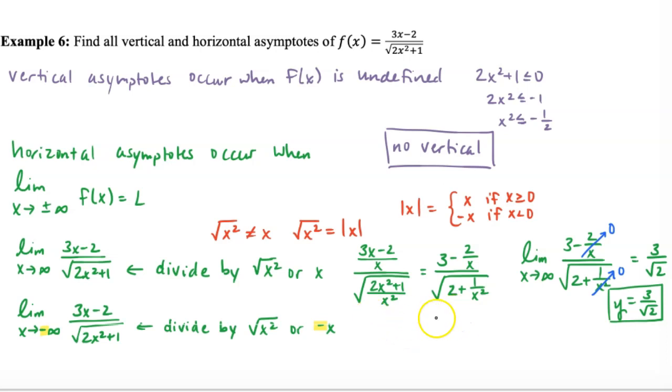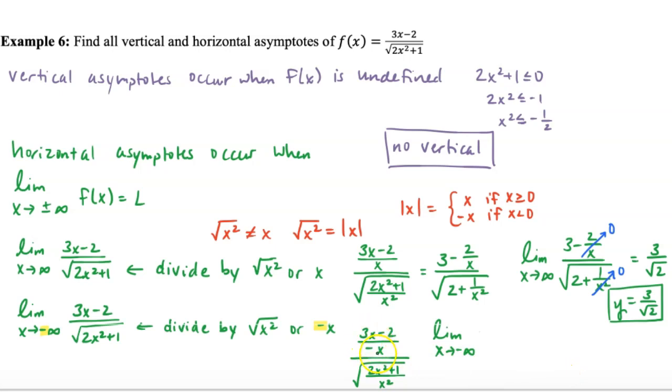And so I'm going to do the same thing as above, except instead of dividing by x, I'm dividing by negative x. So 3x minus 2 is now going to be divided by negative x. And in my denominator, I'm still dividing by the square root of x squared, so this is still the square root of 2x squared plus 1 divided by x squared. I'm taking the limit as x approaches negative infinity, and I'll simplify this expression inside my limit.